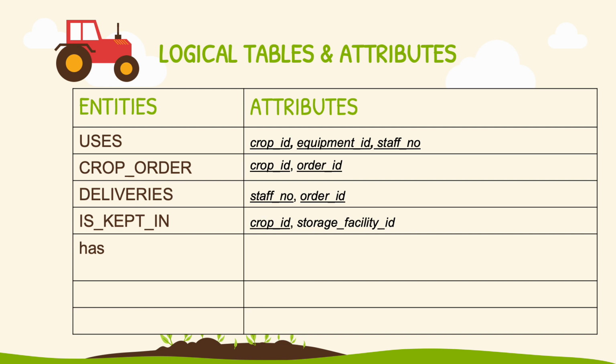The crop order would have a crop ID and obviously an order ID as foreign keys. The delivery entity would have a staff number and an order ID. And the storage entity would have a storage facility ID being a foreign key, a crop ID being a foreign key, and then the storage date being one of its attributes, because it entails the number of all the types of goods kept in a storage. And then finally, the HAS table would have a farm ID and crop ID being foreign keys.